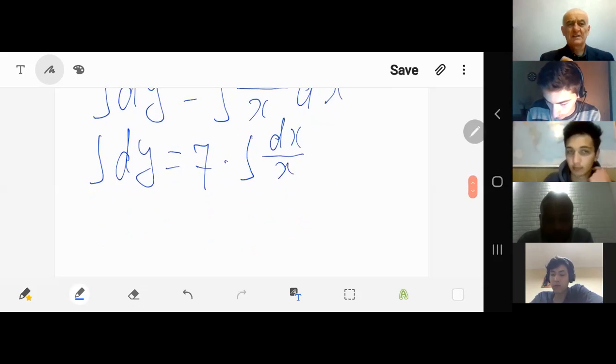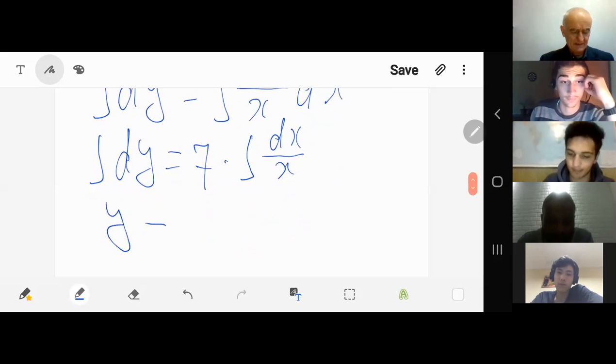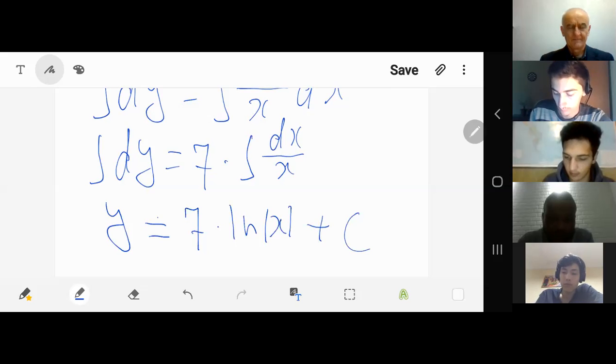Okay. What is the next step? What is the integral of dy? The integral of dy is y equal to 7 times ln of the absolute value of x, plus c.